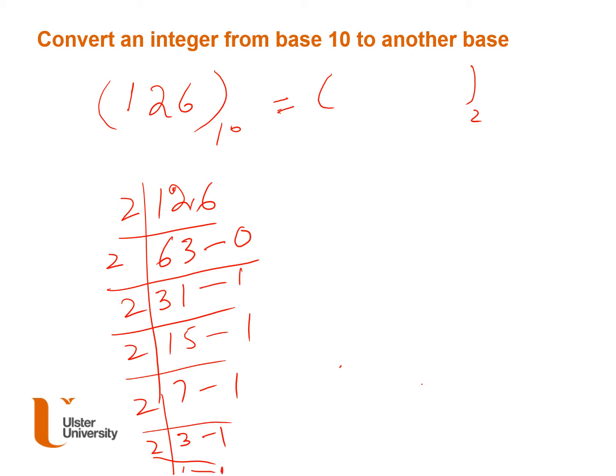So when we have to write that, we'll be starting from this one, and we're going to go up like this. It would be 1 1 1 1 1, and then we got that 0. So the conversion of 126 in decimal number system to a binary number system, that is base 2, would be 1 1 1 1 1 0.